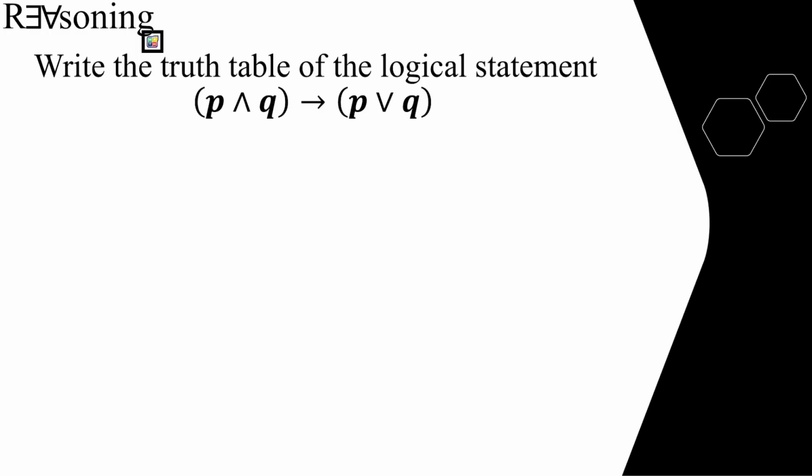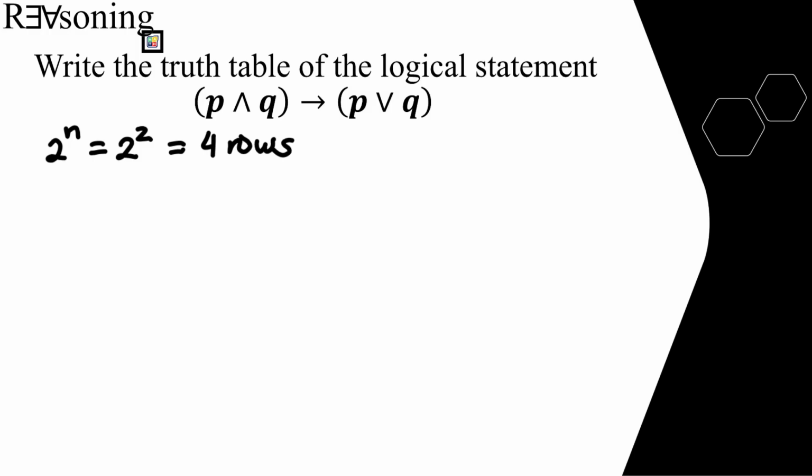Our task is to write the truth table of the logical statement if P and Q, then P or Q. Yes, that is how we read this logical statement. Since we're looking for the truth table, let us first identify the number of rows needed using the formula 2 to the power of n, which gives us here 2 squared because we only have two statements here, P and Q, which would give us 4 rows.